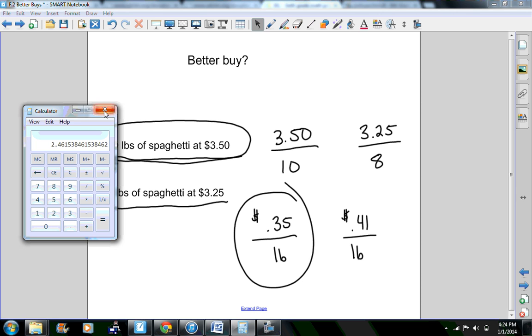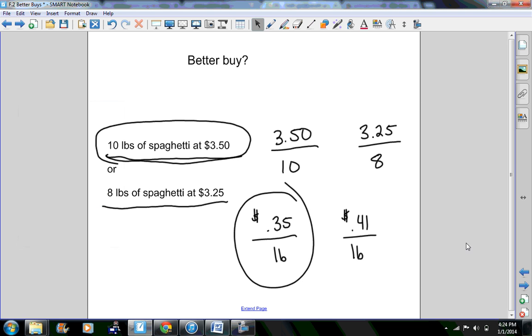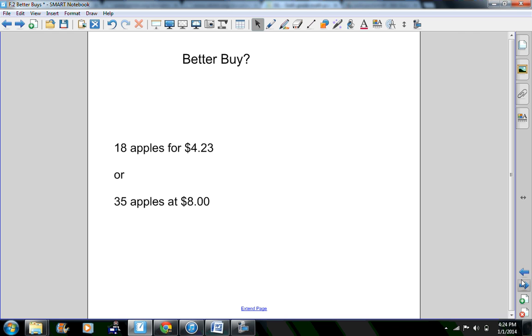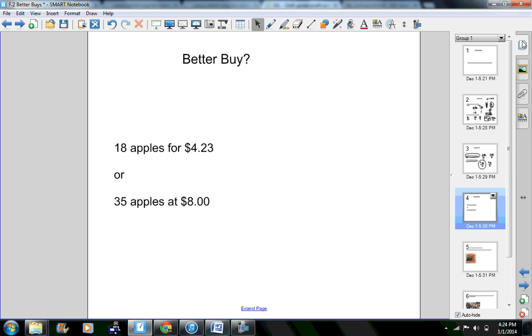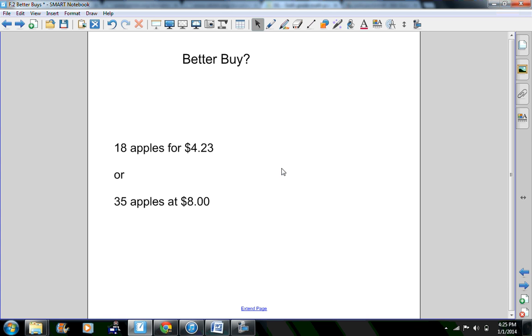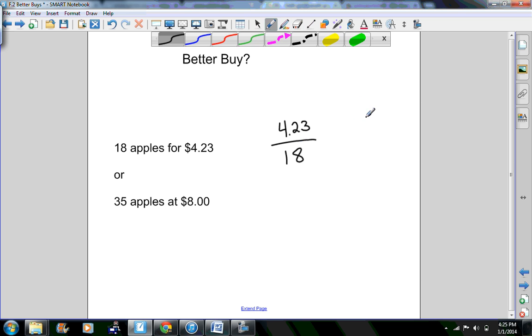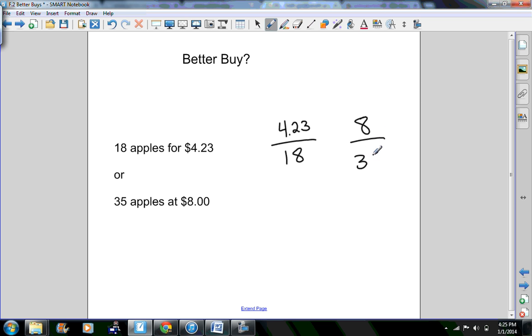The hint is money usually goes on top, time usually goes on bottom. Usually, not always. So, I think, yep, I'm going to do this one, and then you'll do the next two. So now we have 18 apples for $4.23, or 35 apples for $8. So I'm going to put the money on top. So 423 over 18. And 35, whoops, there I did it backwards. Got to be careful. And this would be 8 divided by 35.